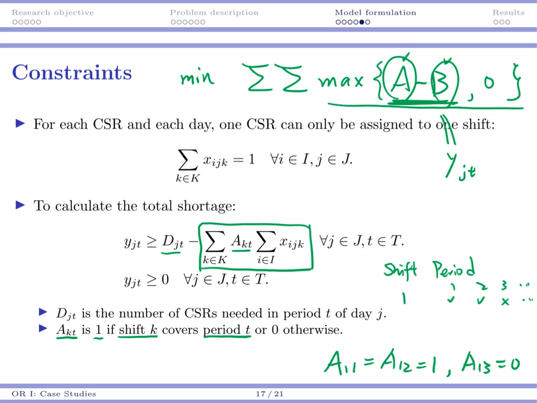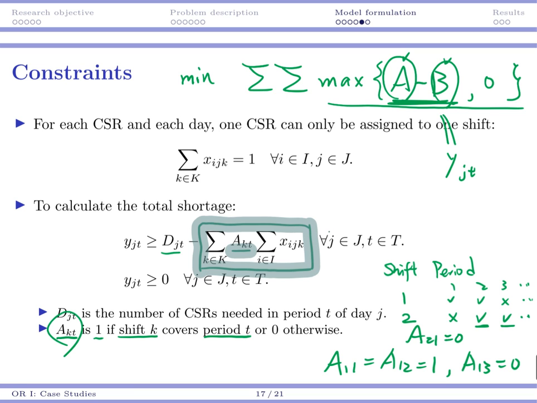Okay? So if shift 2 says please come to work at 10 a.m. and so on, then A21 would be 0, but A22 and A23 would be 1. So this is used to indicate whether a shift covers period T. Then let's take a look at how it works.